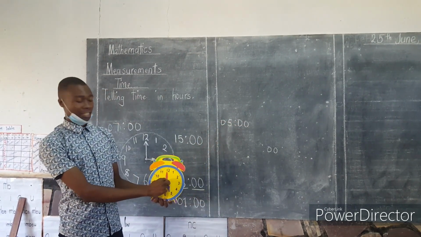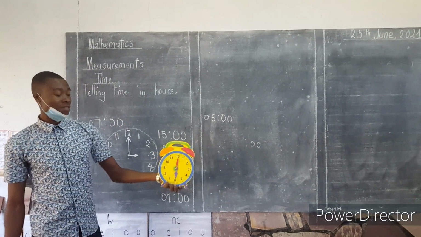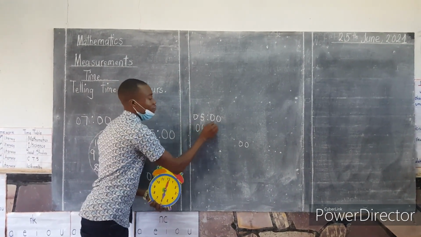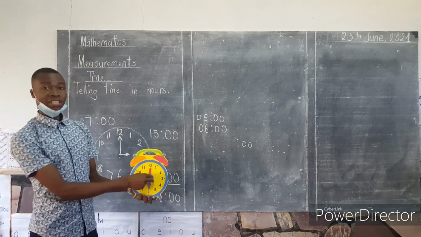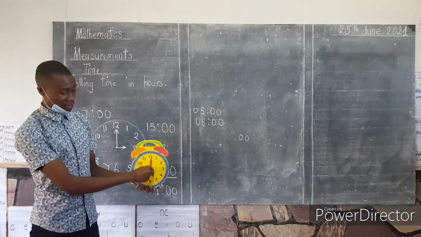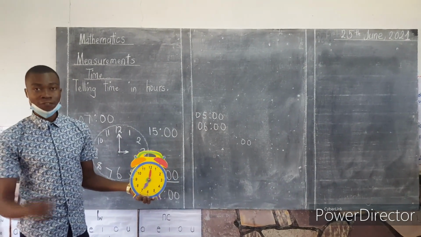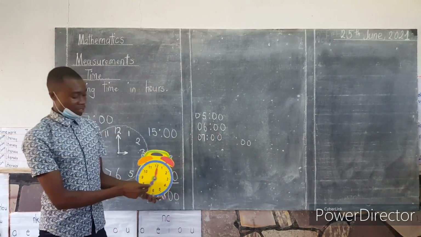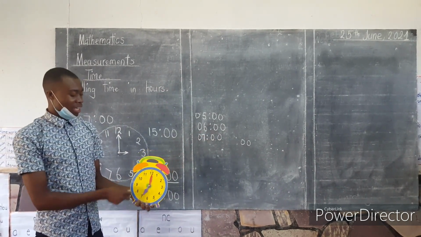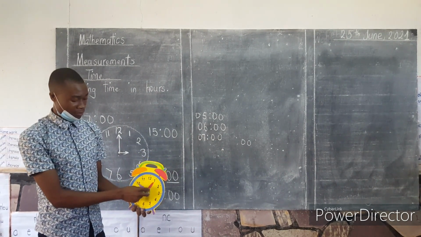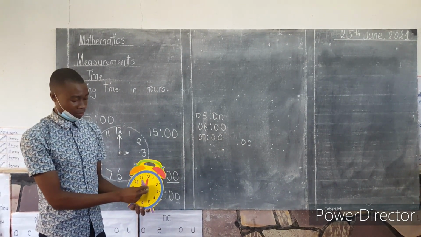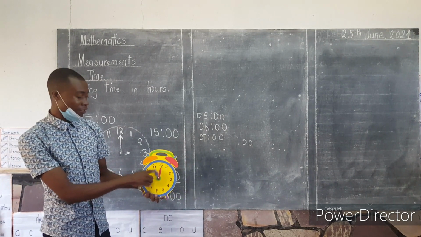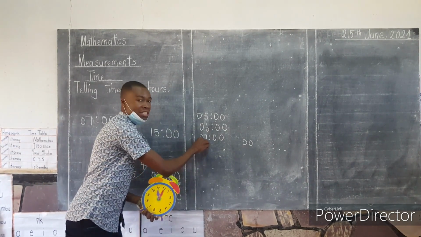If it is pointing at 6, then it becomes 06 hours, which is written like that. If it is pointing at 7, then it becomes 07 hours. So we can move on and on. If it is pointing at 11, okay, then the time which is being shown there is 11 hours, which can be written like this.